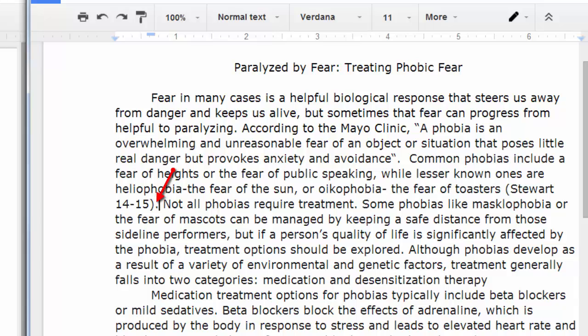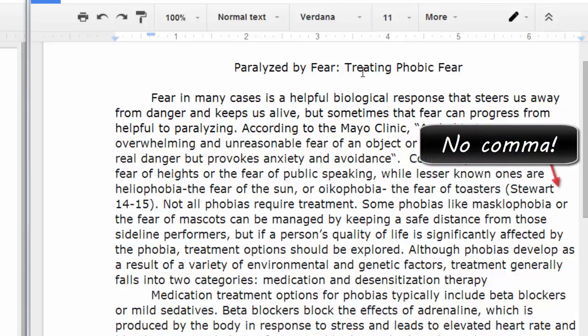Notice that I put that period after the parentheses, not before it. That is because we need to connect the citation with the sentence, and if I were to put the period first, I would actually separate my citation from the sentence that it goes with. So always put just one period after the parentheses, not one before and after, just one after. Also, don't put a comma between your author's last name and the page number. All you need is just one space.